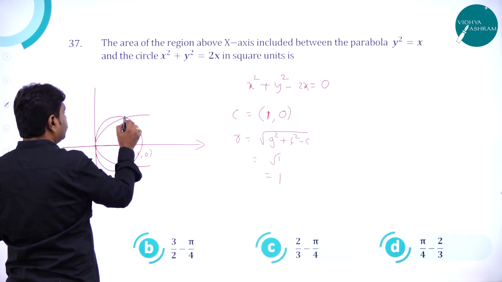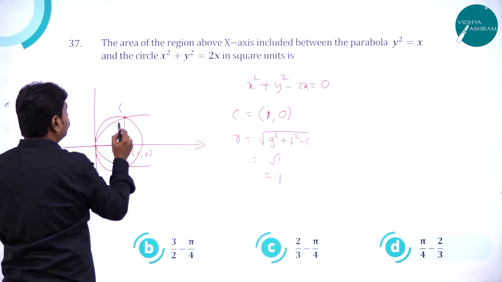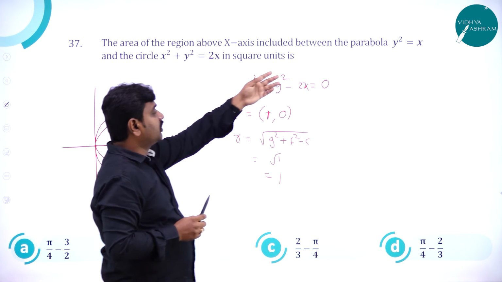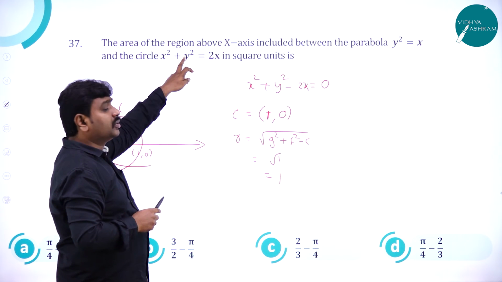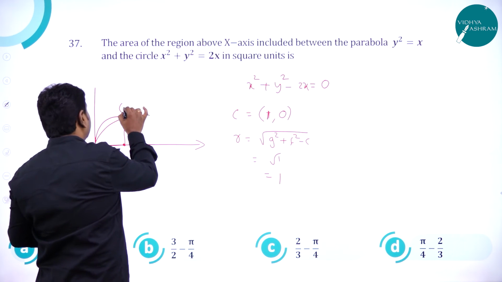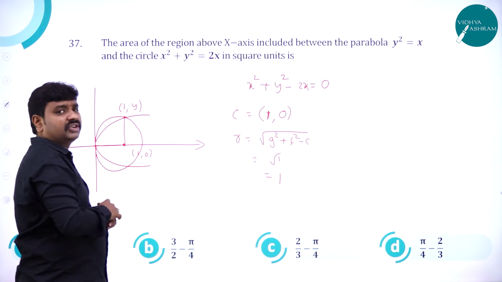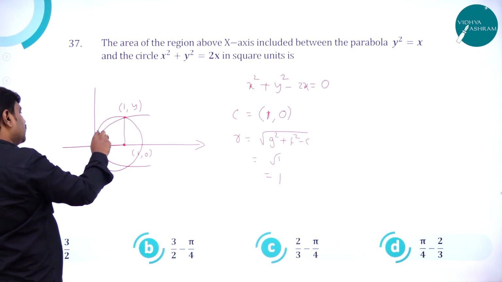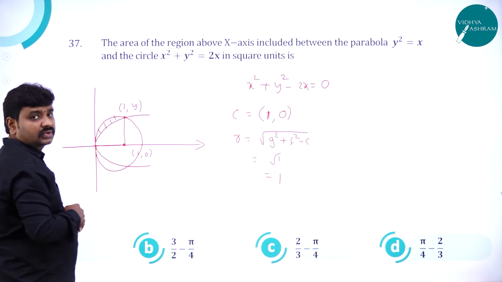So now this is the point of intersection. How to find the point of intersection? We put y square value x here, x square plus x is equal to 2x. Solve it, you will get one of the x values as 1, and y let it be, we need x limits. Now they want the area bounded between these two.